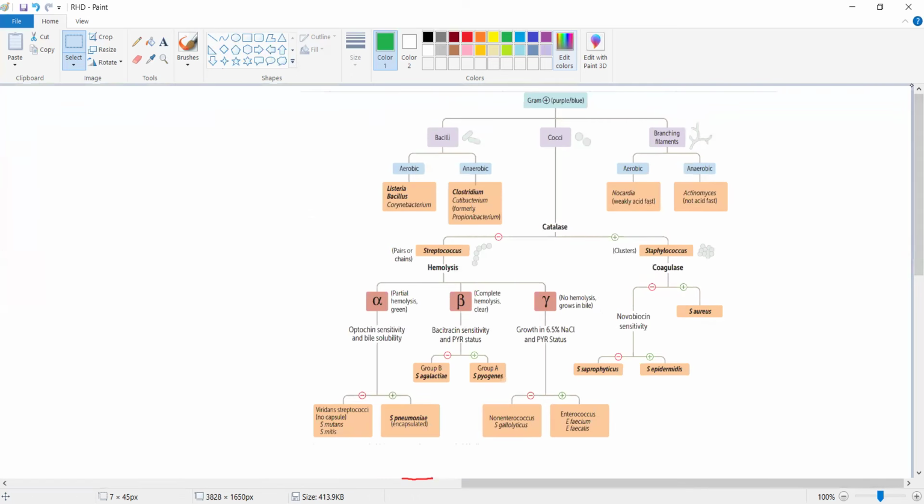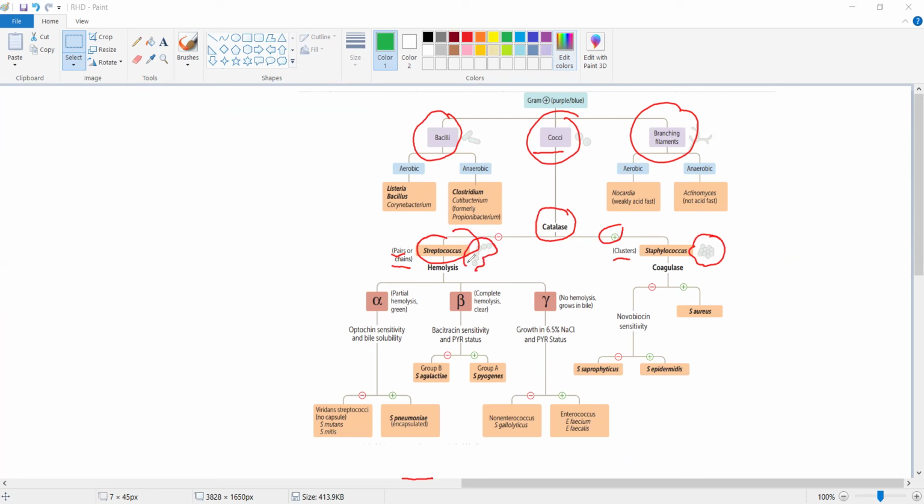Okay. Now again, I'm going to discuss some algorithms of the gram-positive bacteria. The gram-positive bacteria mainly divide into three types: bacilli, cocci, and branching filaments. I'm not going into detail on the gram-positive bacteria. So gram-positive cocci: if catalase negative, it is streptococcus. If catalase positive, it is staphylococcus. Staphylococcus presents in clusters, and streptococcus presents in pairs and chains.